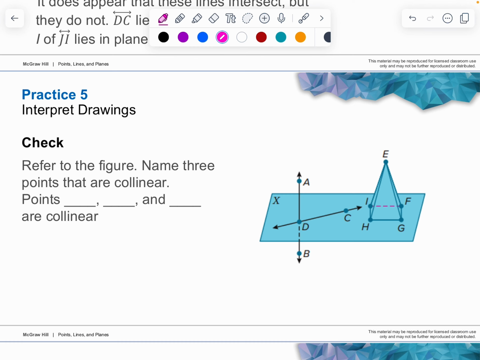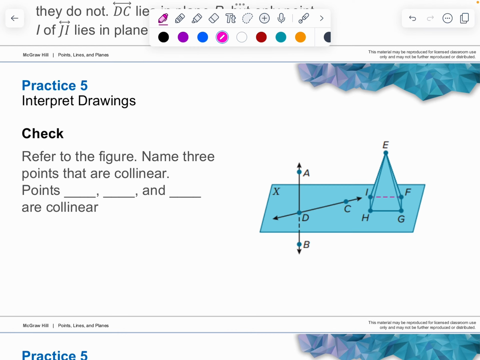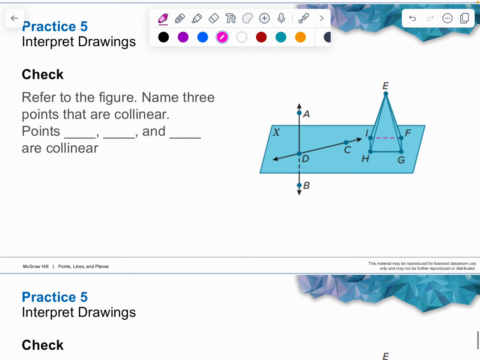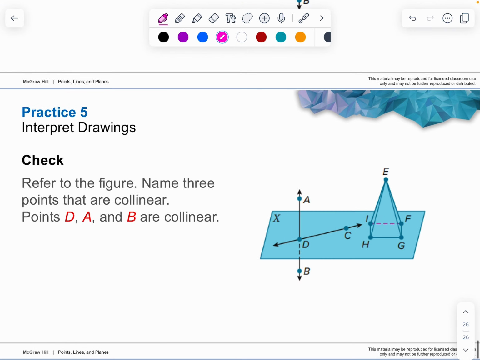And then let's go on to practice 5. Refer to the figure. Name 3 points that are collinear. That would be A, D, and B. Or DAB. BAD. Any order.